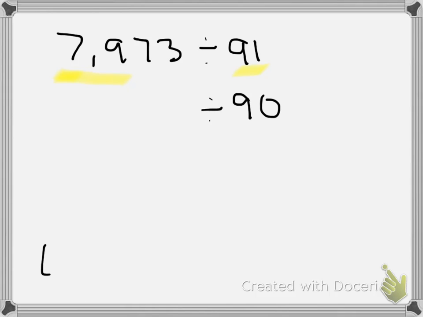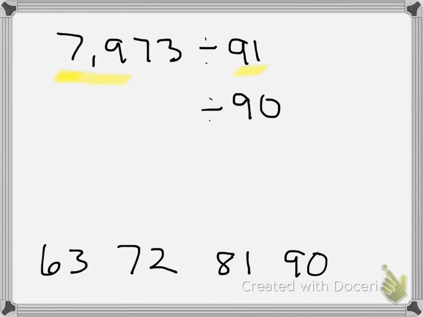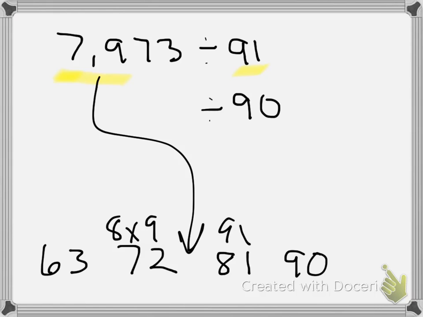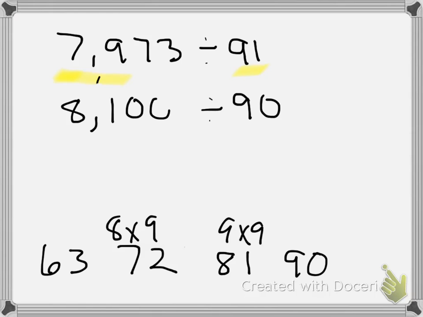I know that 7 times 9 is 63, that's not close. 8 times 9 is 72, I'm getting closer. 9 times 9 is 81, and then 10 times 9 is 90. Well, look at that. This is smack dab in the middle between 72 and 81. So I'm going to be using 8 times 9 and 9 times 9 as my facts. So I'm going to get rid of this right here, and let's change this to 8,100. Notice my 81. I have that right there.